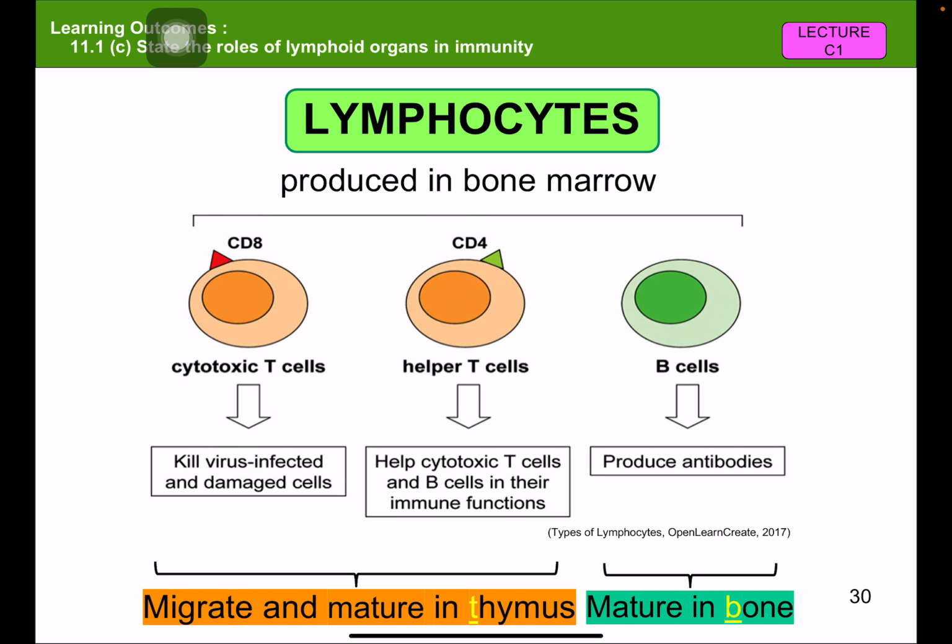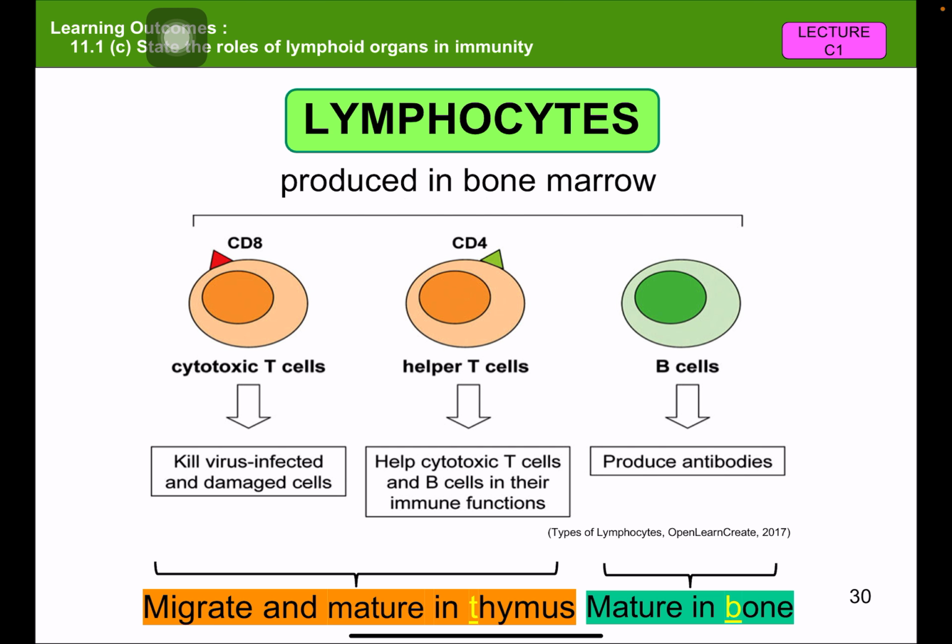So these are the lymphocytes, which are produced in the bone marrow. We have the cytotoxic T cells, which kill the virus-infected and damaged cells. We have the helper T cells, which help the cytotoxic T cells and the B cells in their immune functions, and the B cells, which produce antibodies.